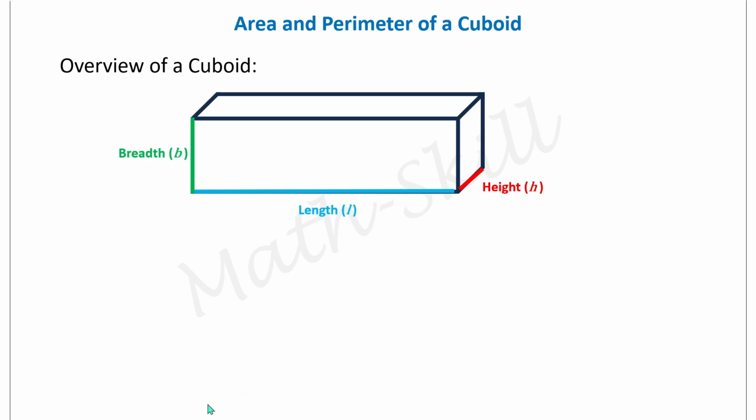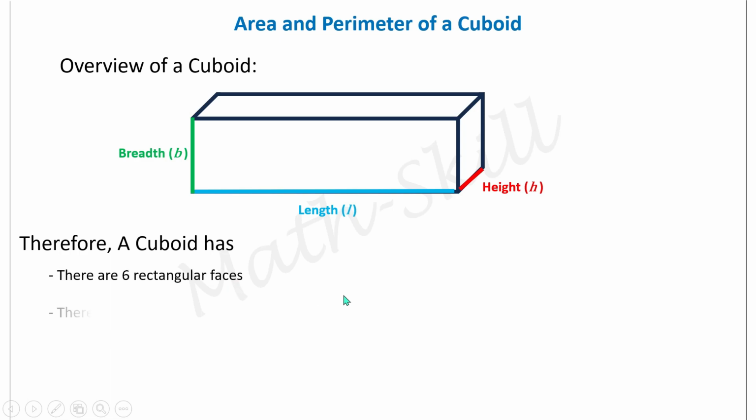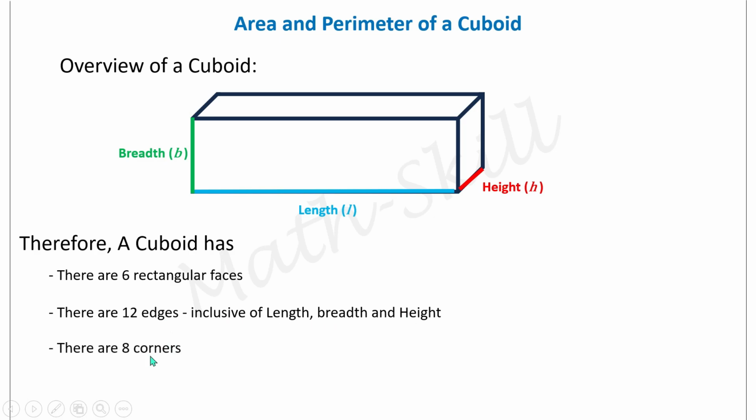So there are eight corners for a cuboid represented within the circles like this. So 7 we can see here. One more is somewhere around here. Therefore, to conclude, a cuboid has 6 rectangular faces. There are 12 edges inclusive of length, breadth and height, and 8 corners.